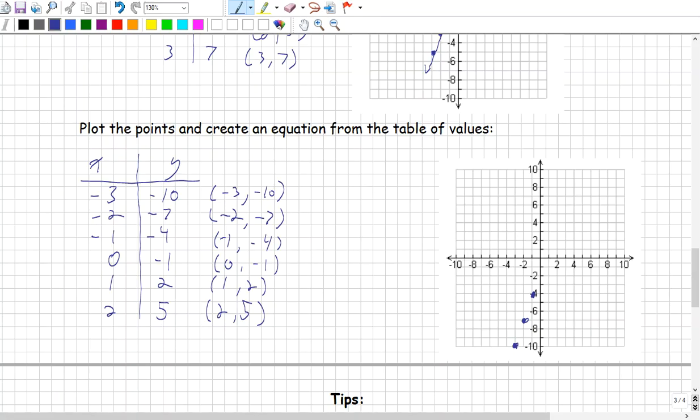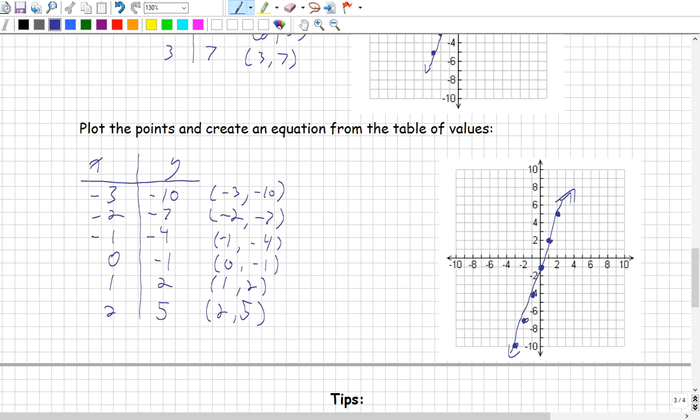Then I have 0, -1. So 0 and then down 1 right there. Then I have 1, 2, which is up here, over 1, up 2, and then 2, 5, over 2, up, not to 6, that would be 6, 5 is 1 less, which is there. So I plotted all my points. I've drawn my straight line through all of them using a ruler. I can't use a ruler because I'm on a screen.